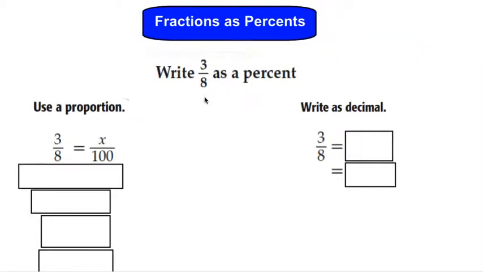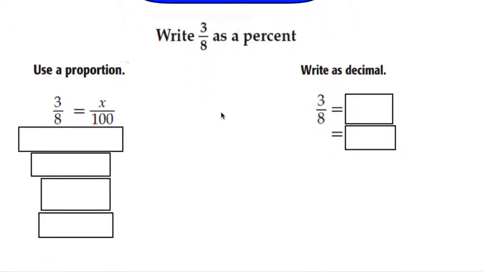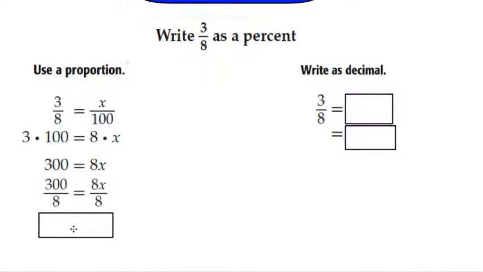Fractions as percents. If we want to write a fraction as a percent, there are 2 ways we can do that. One of the ways is to use a proportion. Write your fraction on the left and then set it equal to a variable over 100. So using proportions from our last unit, we can use the cross product. 3 times 100 equals 8 times x. Dividing both sides by 8, we end up with x equal to 37.5. So that would give us 37.5%.